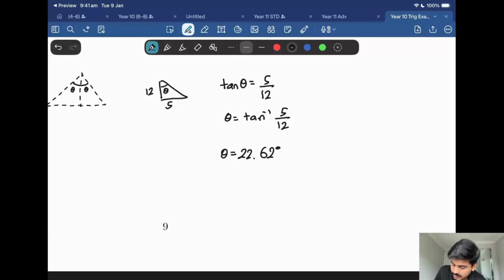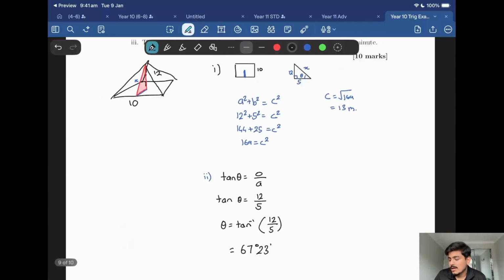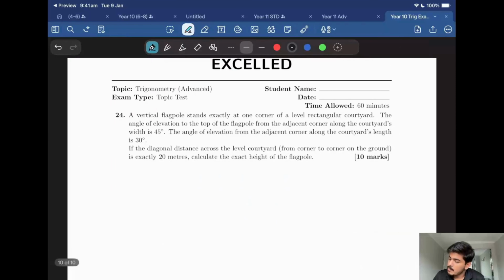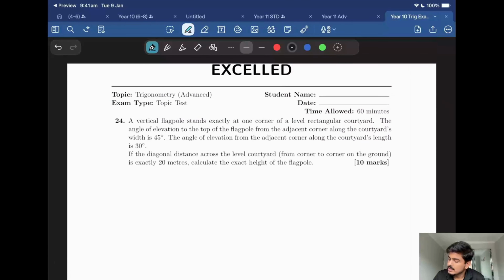That's 22.62 degrees. Now we're going to do 2 theta, which is 2 times 22.62, which is 45.23, but we want to do it in degrees and minutes. That's 43 degrees and 14 minutes. Perfect. Not that bad. If you draw it out, it should be pretty easy. Okay, this is the last question.